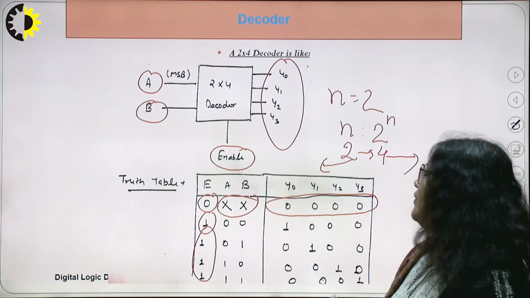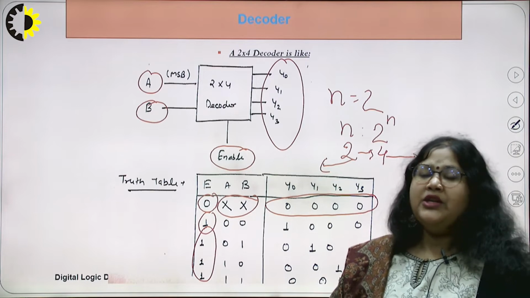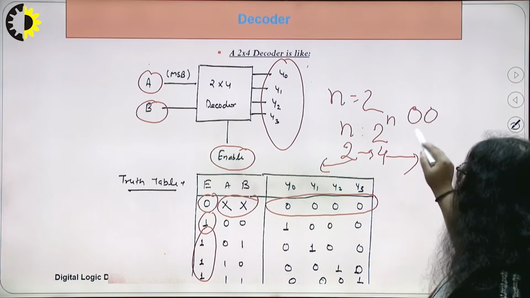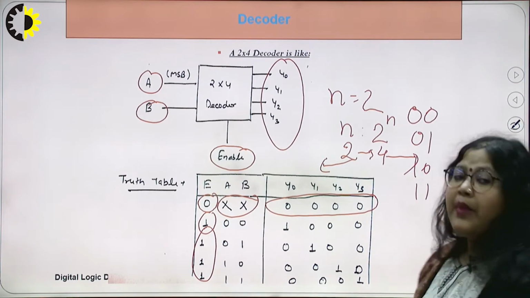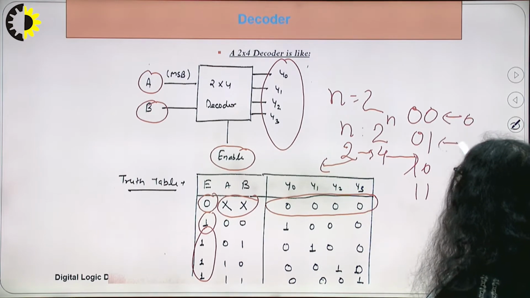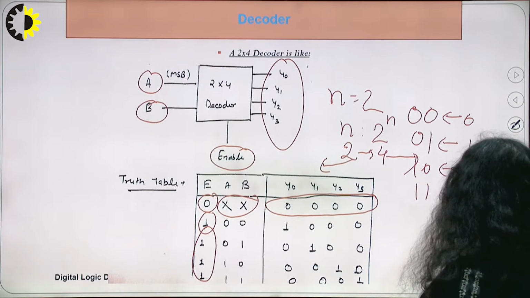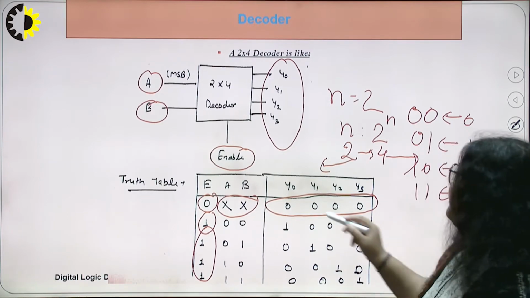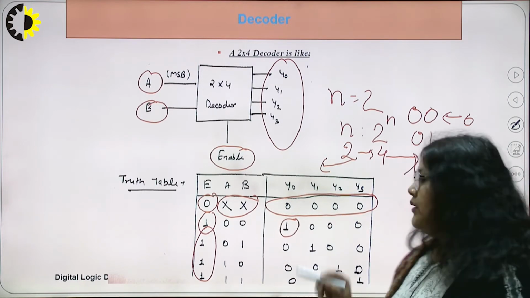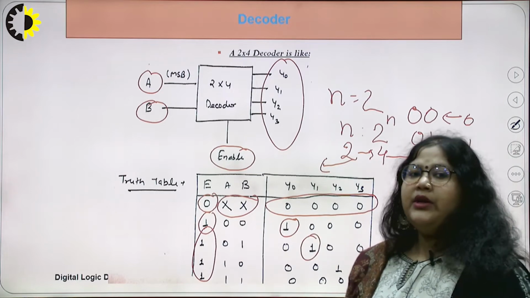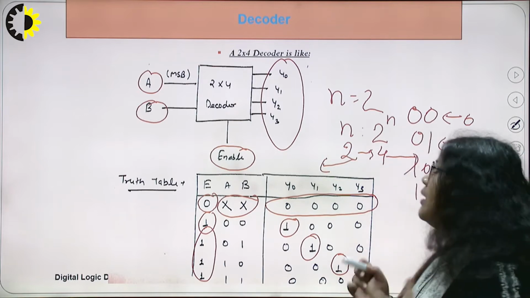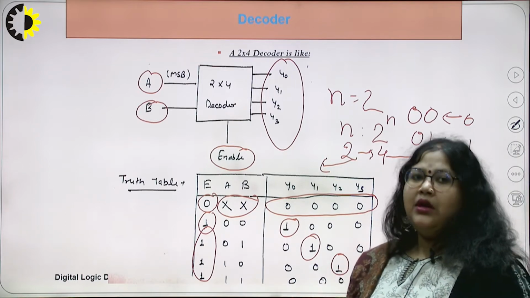When we have 2 inputs, the maximum number of combinations is 4. These are 0 0, 0 1, 1 0 and 1 1 in binary. In decimal, this is the conversion: 0, 1, 2, 3. When the input is 0 0, y0 is high. When the input is 0 1, y1 is high. When the input is 1 0, y2 is high. When the input is 1 1, y3 is high. This is the basic working, or the mathematical model, of the decoder.